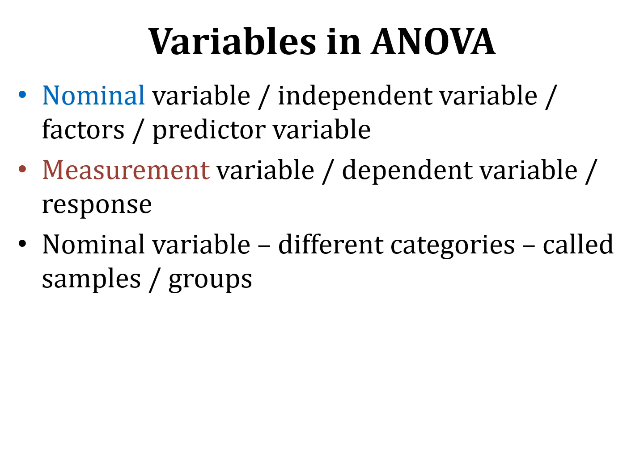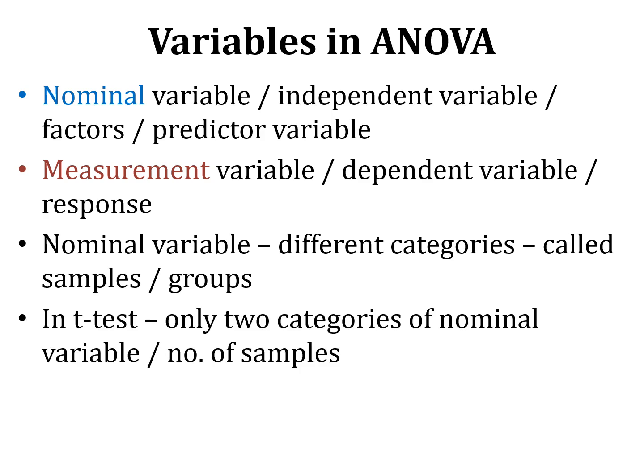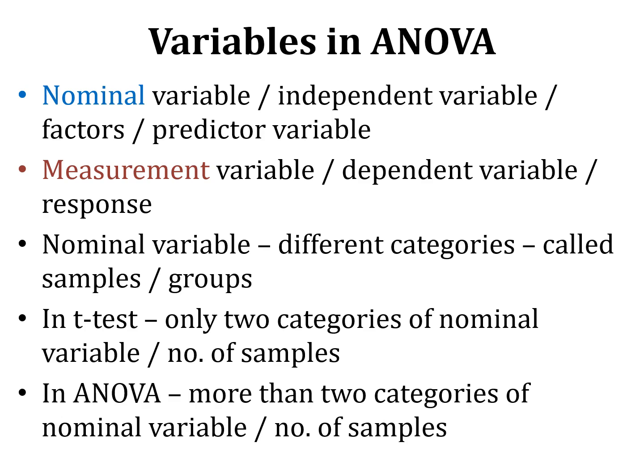Nominal variable has different categories which are called samples or groups. In t-test, we have only two categories of the nominal variable or the number of samples, right? But in ANOVA, we can have more than two categories of the nominal variable or the number of samples. The measurement variable is going to be only one in ANOVA.